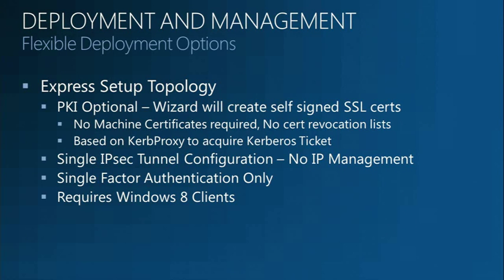A couple of things to know about that. PKI is optional. You do not have to have a fully deployed PKI infrastructure to deploy Express Setup. For small organizations, this is huge because it's very possible that they don't have standalone PKI. No machine certificates are required. We'll do self-signed SSL certs. It's based on a Kerberos proxy, and I'll show you what that workflow looks like.